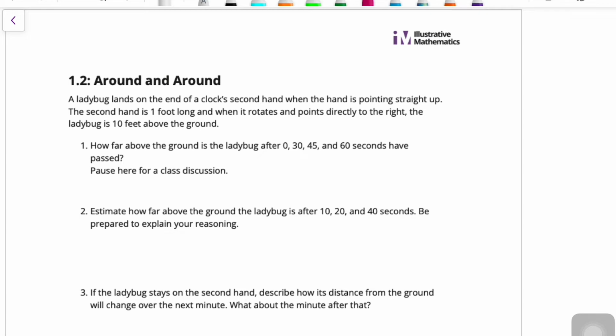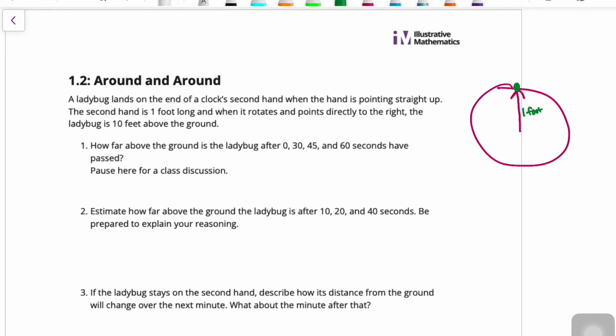A ladybug lands on the end of a clock's second hand when the hand is pointing straight up. All right, I like diagrams, so I'm going to draw a picture here. So here's the second hand, and the ladybug, I probably should have used red for that, but that's okay. Ladybug is right there in green. The second hand is 1 foot long, so that's 1 foot.